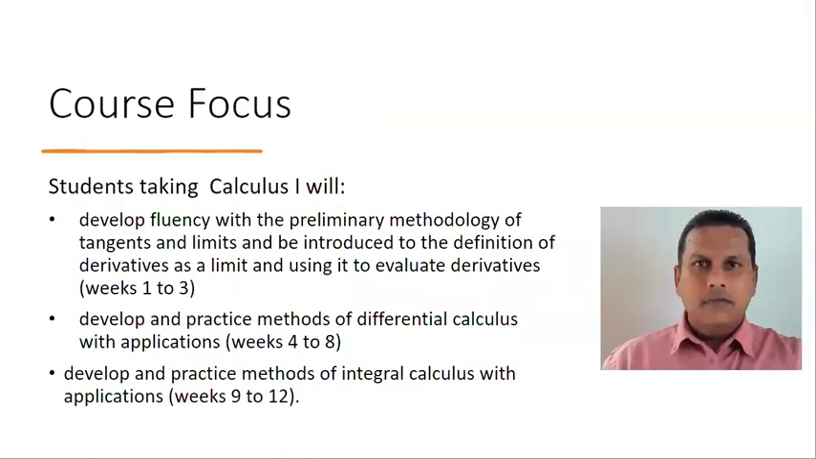The first module discusses the importance and problem of calculating instantaneous rate of change of one quantity with respect to another when these quantities do not have a linear relationship, and how this problem was solved using the idea of limits.